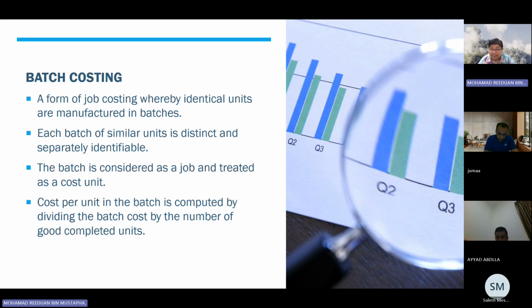Each batch of similar units is distinct, with separate identification. So the product is the same, and the process can be done in the same way, but it is separately identifiable, in separate locations. So the batch is considered as the job and treated as the cost per unit. Now we already learned about the cost per unit.